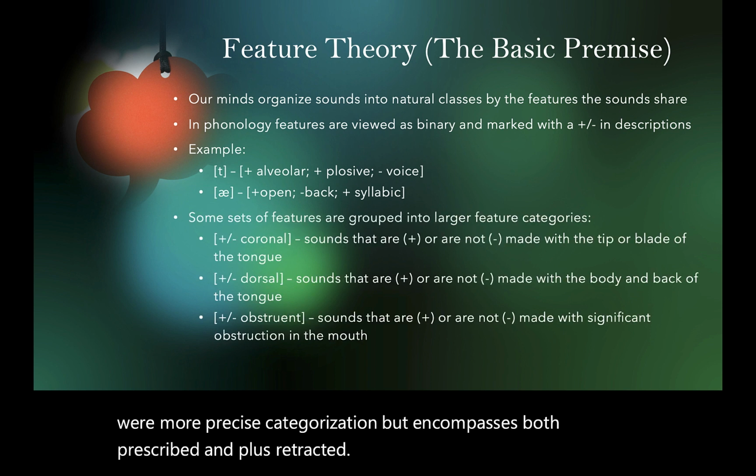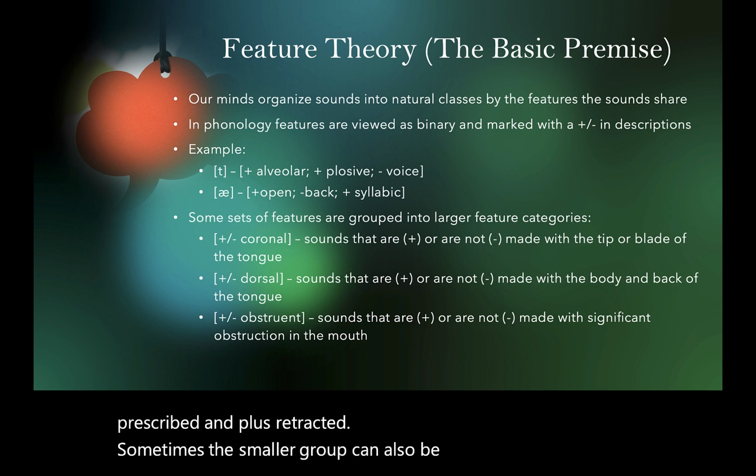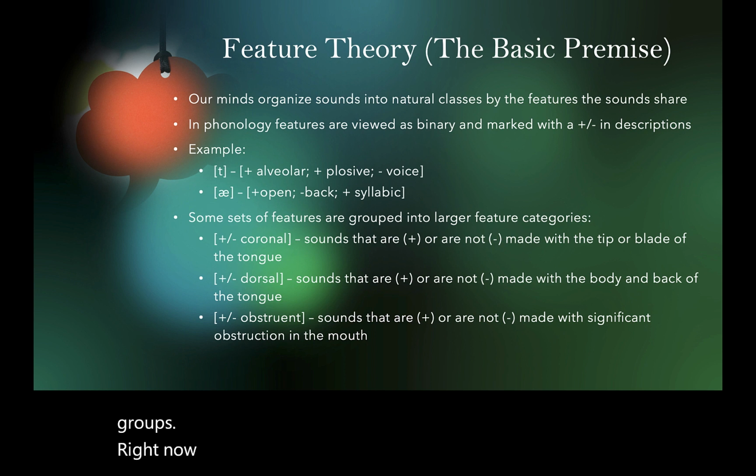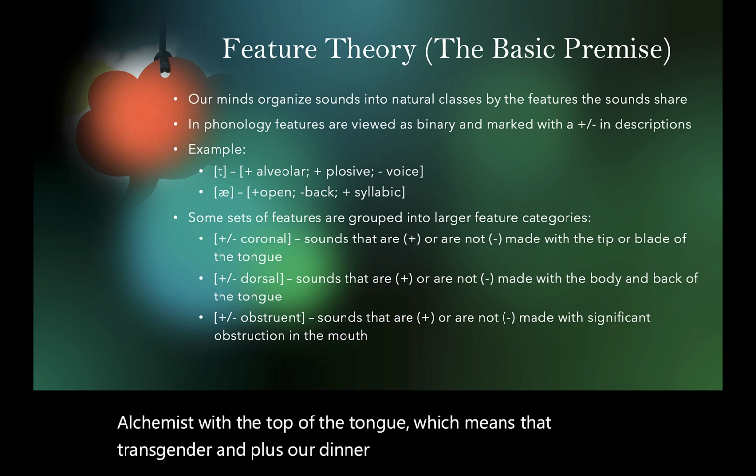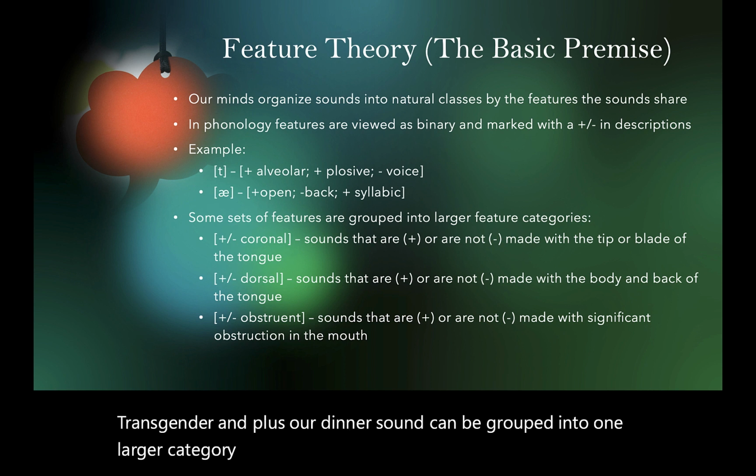Sometimes the smaller groups can also be organized into larger groups. For example, sounds like th and th are dental, and sounds like t and d are alveolar. But sometimes a phonological rule applies to both sets, dental and alveolar. Can you find a feature that all four sounds share? Yes, they're all produced with the tip of the tongue, which means that plus dental and plus alveolar sounds can be grouped into one larger category, plus coronal.